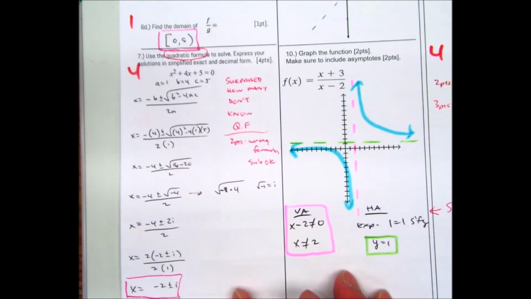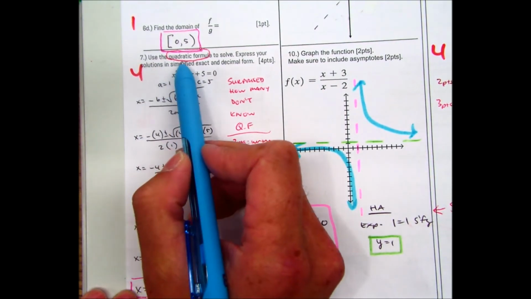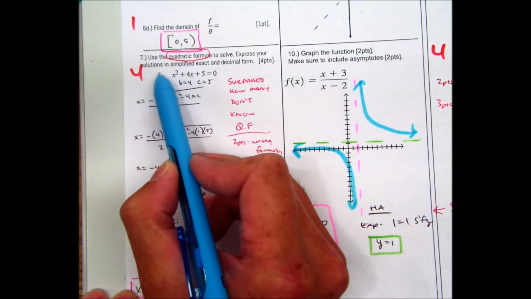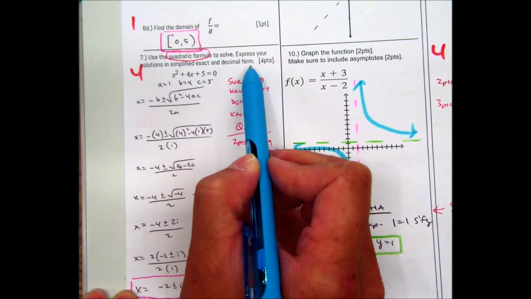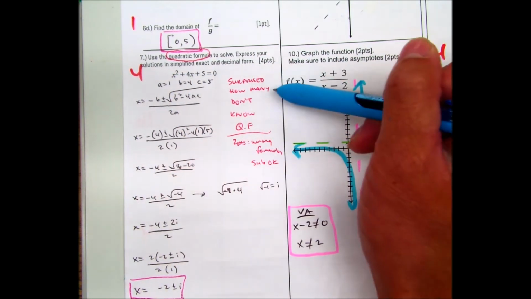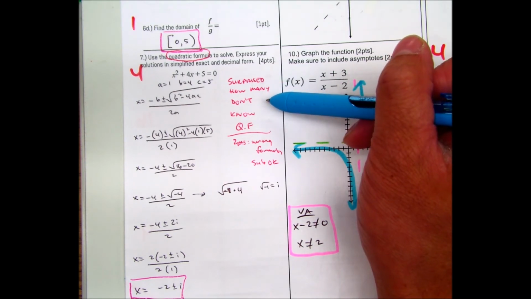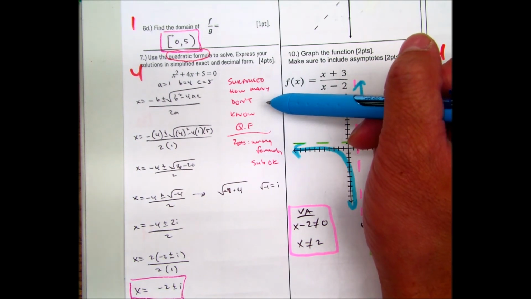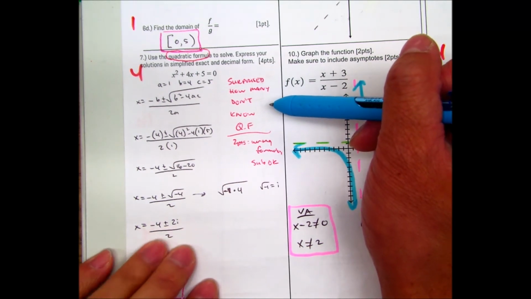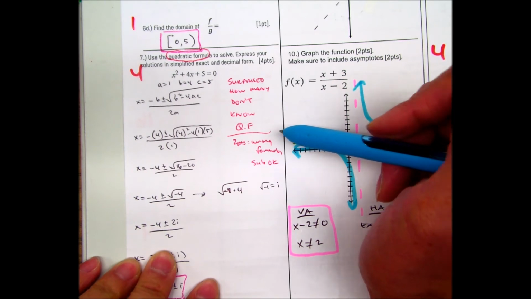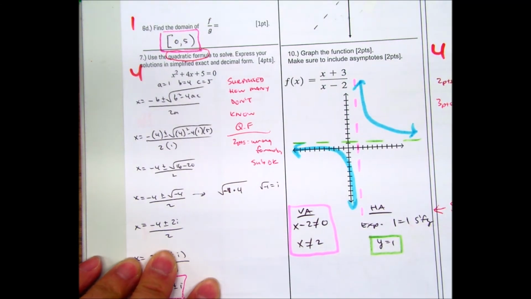Question number 7. Use the quadratic formula to solve, express your solutions in simplified, exact, and decimal forms. Okay? Look at people around you in your papers, how many people don't know the quadratic formula. And I allow you to have a formula sheet on your quizzes and tests. That's ridiculous. And this is a pre-calculus class. I would expect an Algebra 1 student to miss it, Geometry student to miss it. Okay, Algebra 2, you should know that. It's going to be the lifesaver. But pre-calculus student, come on.